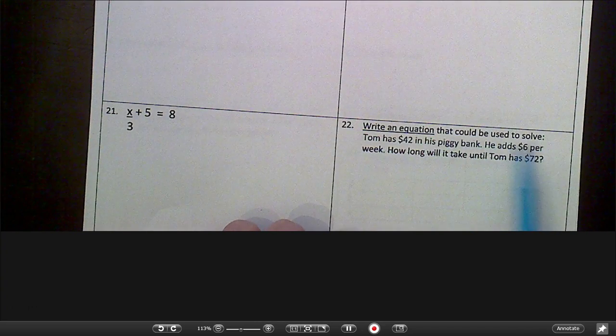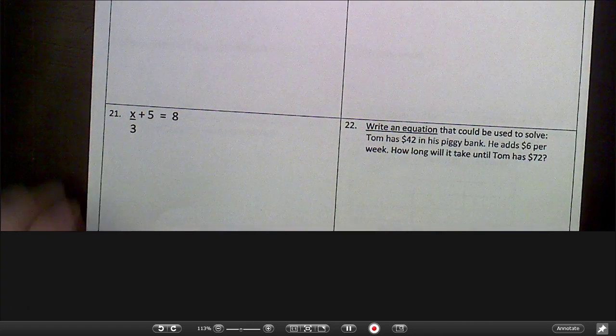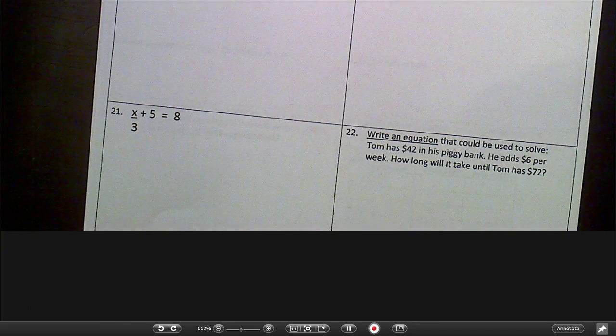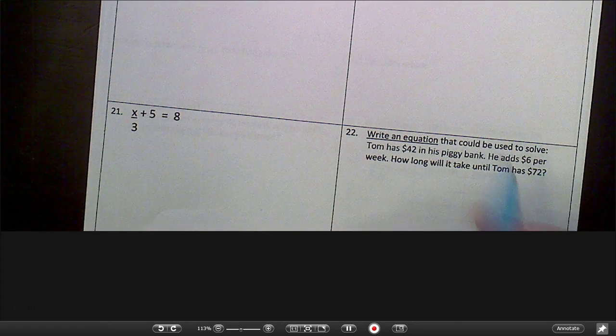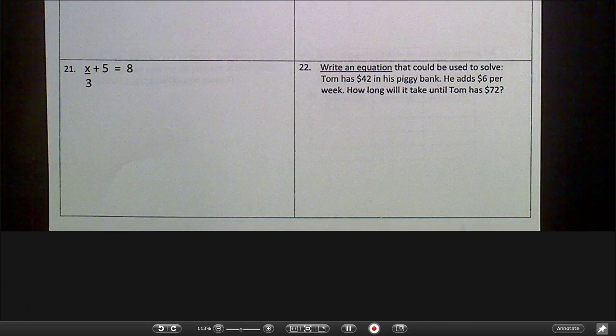Okay. Let's do this one. And I think what we can do here, it says write an equation. This is number 22. So go ahead and flip to number 22 for me.